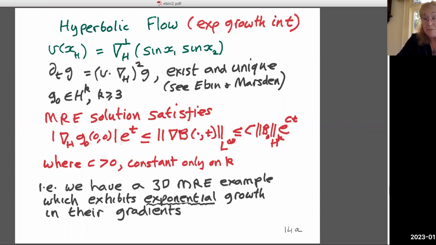And the MRE solution can be calculated and we can obtain a bound for G, which itself is going to give us a bound for the gradient of the magnetic field. So we see that we have an MRE example that, with this upper and lower bound, can actually exhibit exponential growth in the gradients. So we have no growth in the B function itself, but we can have exponential growth in the gradients. So clearly with these very special exact solutions, we are dealing with a PDE in the MRE that has very tricky features to it.